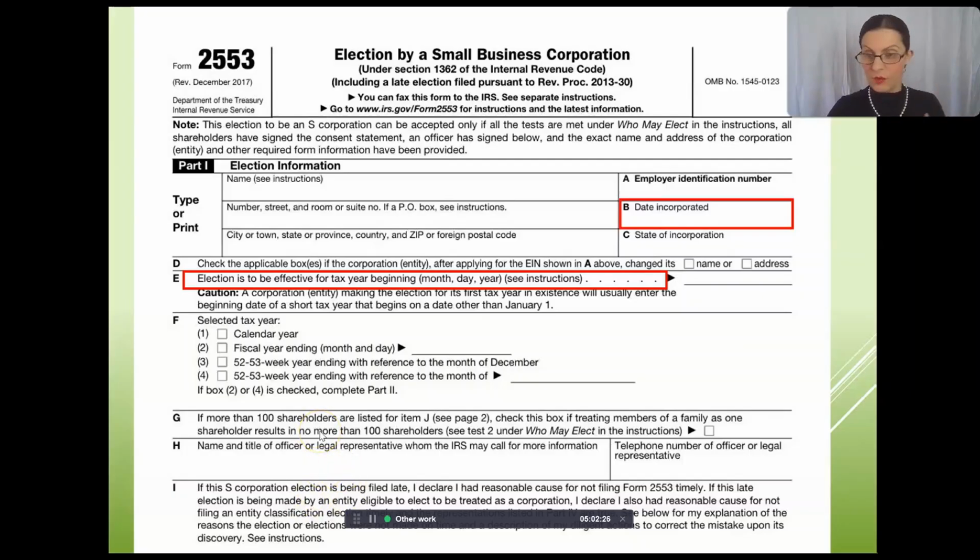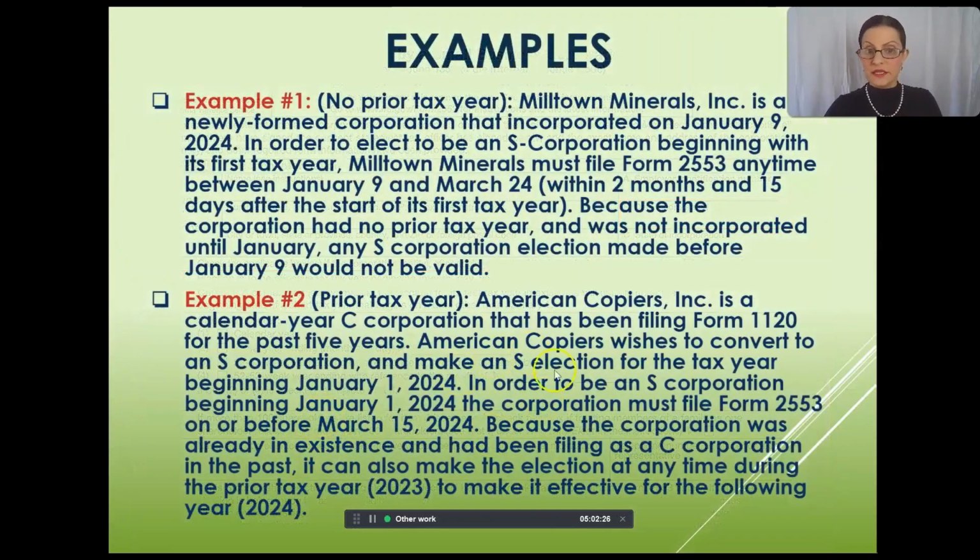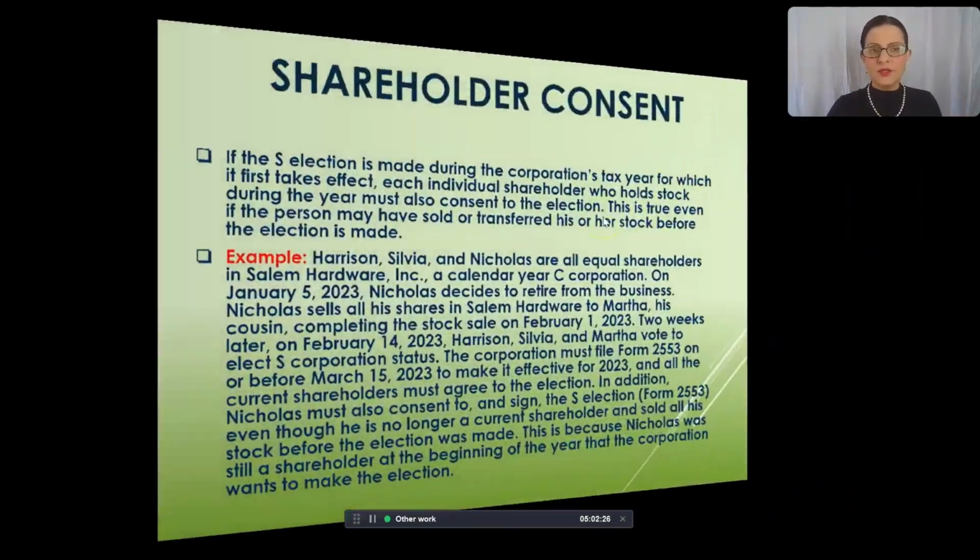So those dates are not always the same. In this case, it wouldn't be the same because American Copiers has already been in existence for the last 5 years, so it was incorporated 5 years ago. But now it wants to convert and be an S corporation for 2024, which means they have to file the Form 2553, the S election paperwork, before March 15th, 2024. Otherwise, it's considered late.